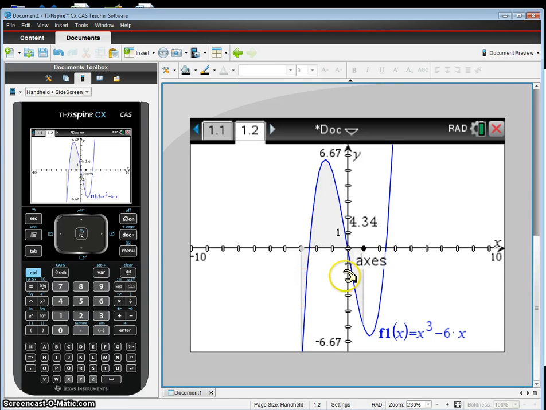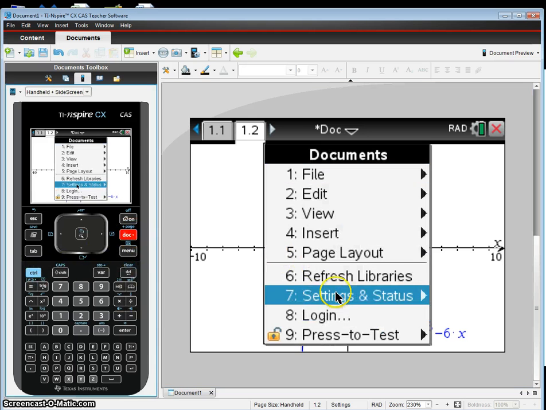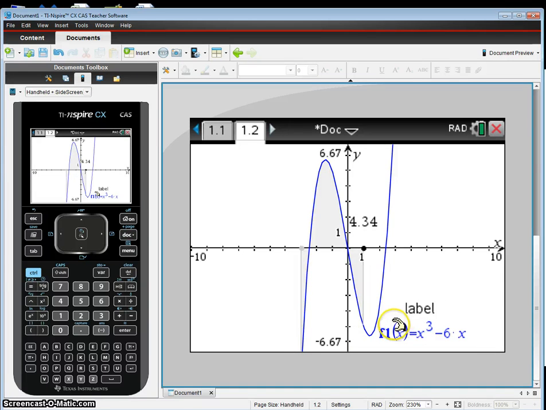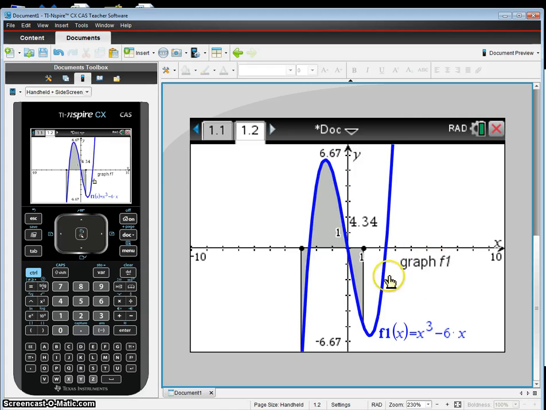Now, this is one way to do it. Before I go on, I want to make sure I change my settings and have float on here, because I want more than two numbers. I want 3 numbers for an AP exam. This is just to show you what it does. I don't really prefer to use the integral here in my graph.